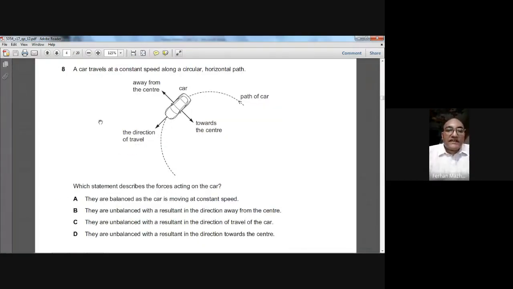When you move in a circle, the forces acting on you are unbalanced, and the resultant force is always directed towards the center of the circle. So they are unbalanced with the resultant in the direction towards the center. So D looks the choice. So D is the choice. Question number 8, D is the choice.